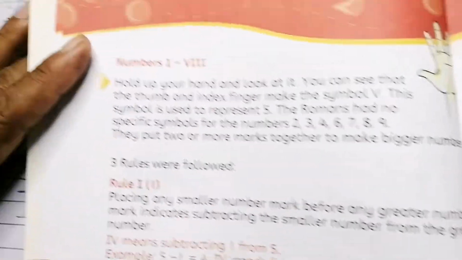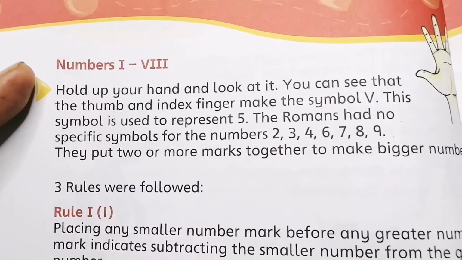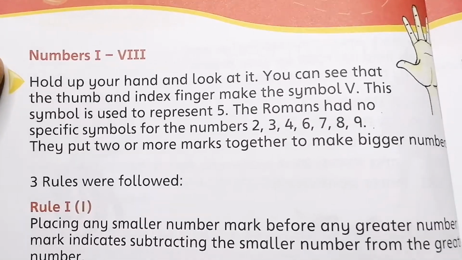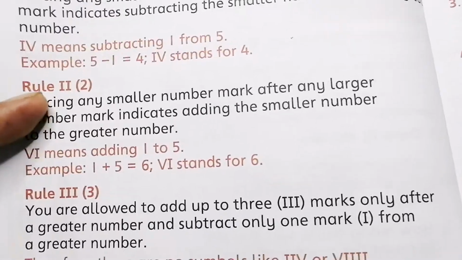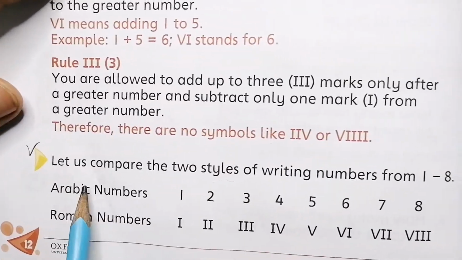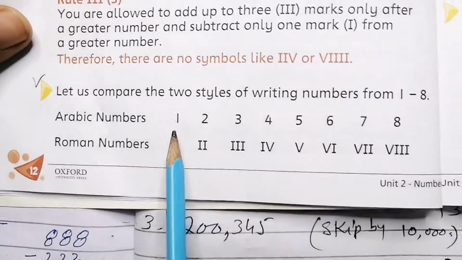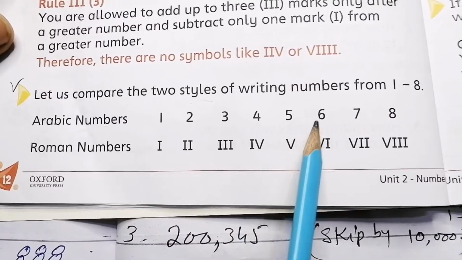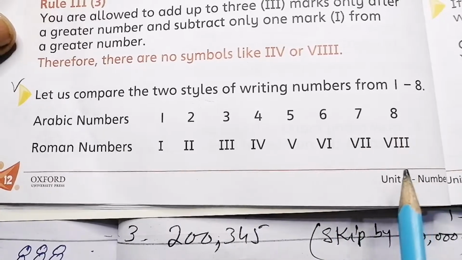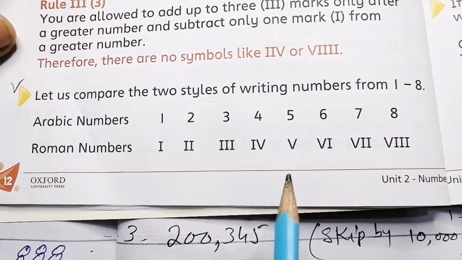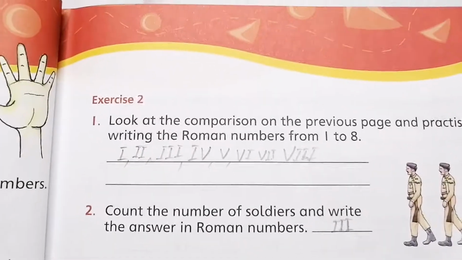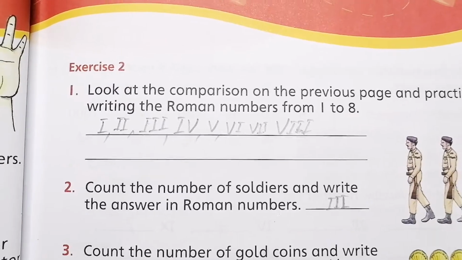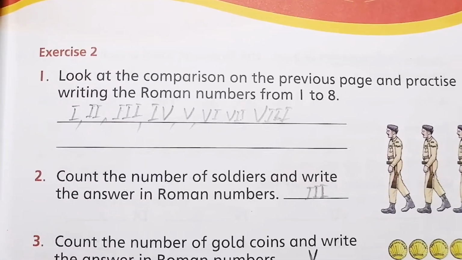right? So then here some rules are given for Arabic numbers and Roman numbers. So here at the bottom of the page you can see that Arabic numbers are given 1, 2, 3, 4, 5, 6, 7, 8, right? So similarly 9 and 10 further we will study. Then here exercise 2 is given, right?